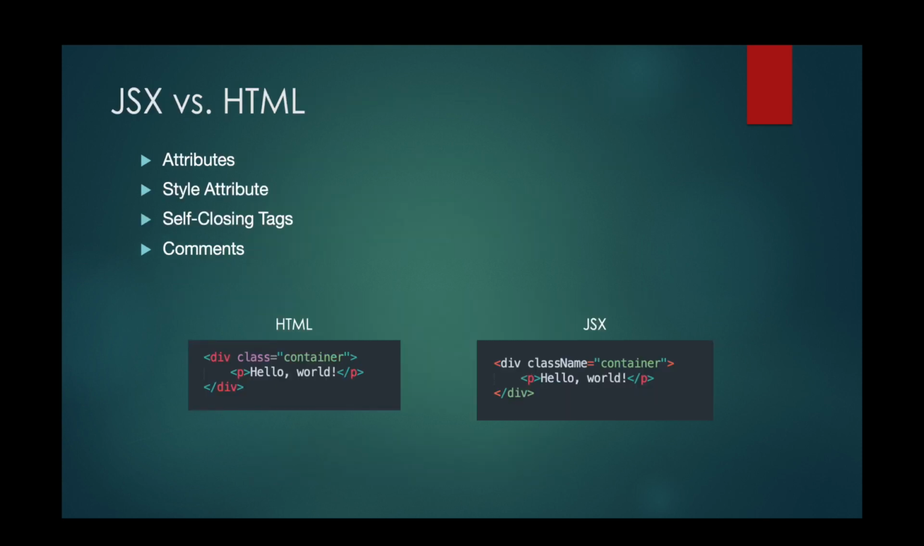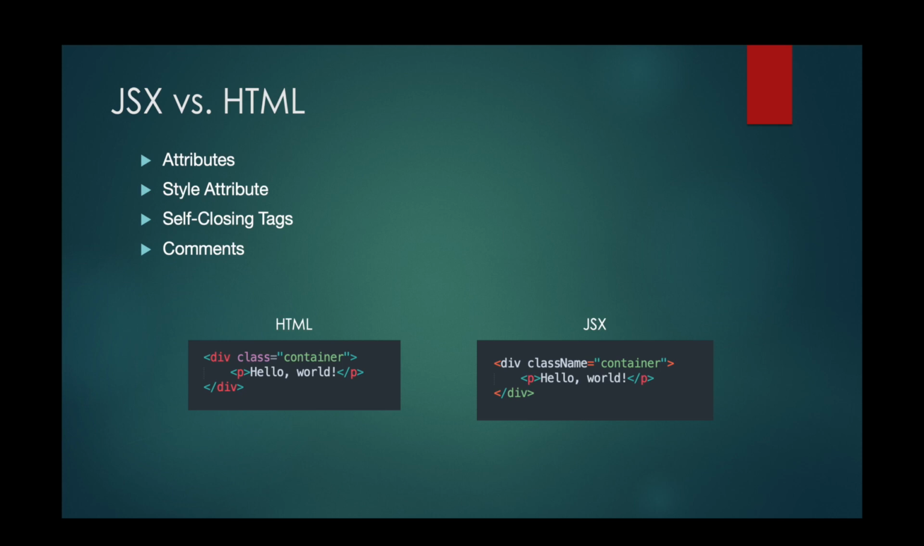JSX versus HTML. While JSX resembles HTML syntax, there are some key differences. The attributes: JSX uses camel case for attribute names, similar to JavaScript. For example, class in HTML becomes className in JSX. Style attribute: in HTML, the style attribute accepts a string. In JSX, the style attribute accepts an object with camel case properties.